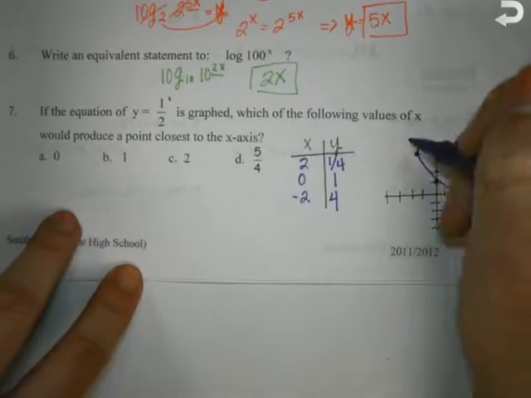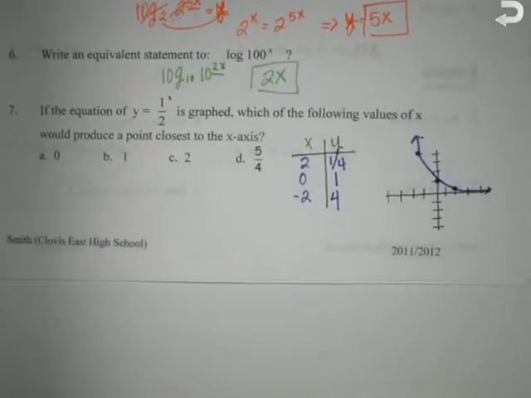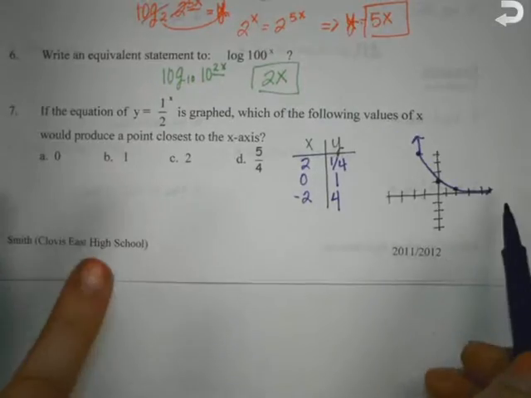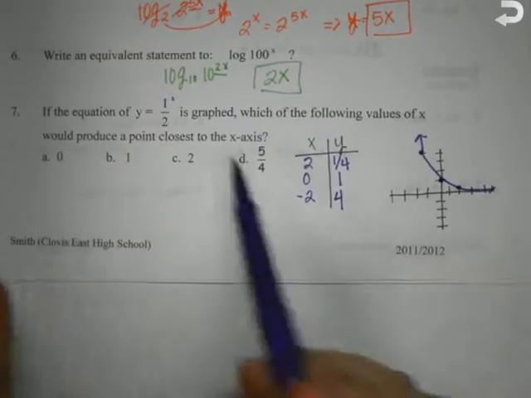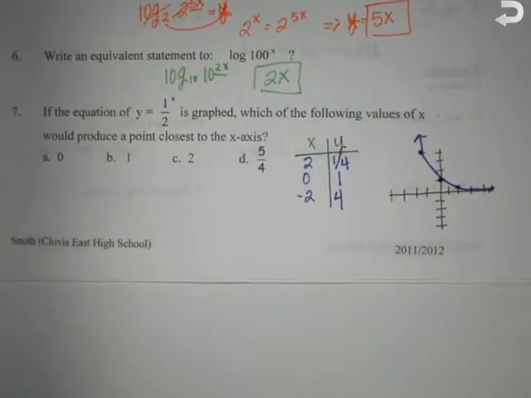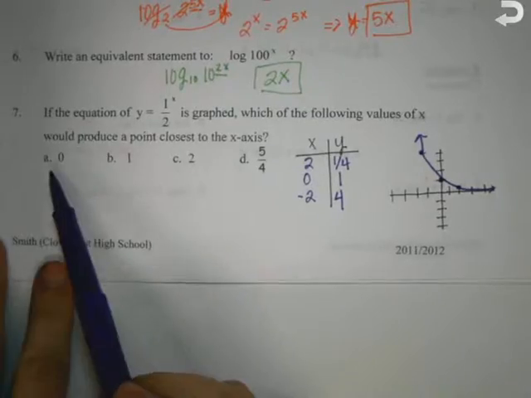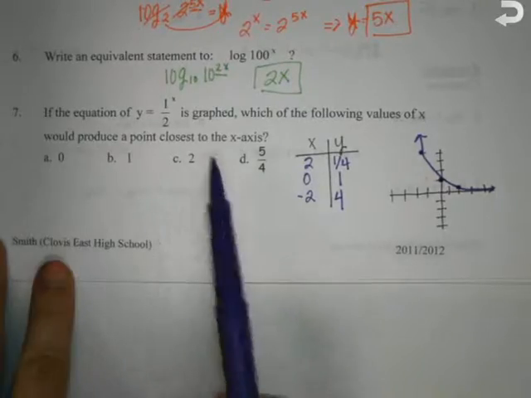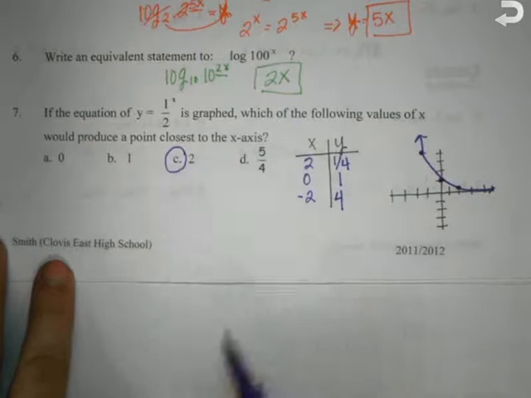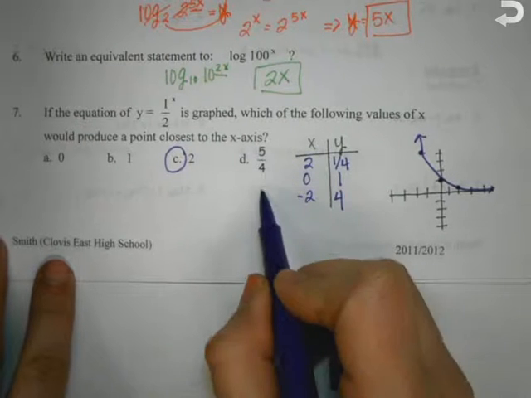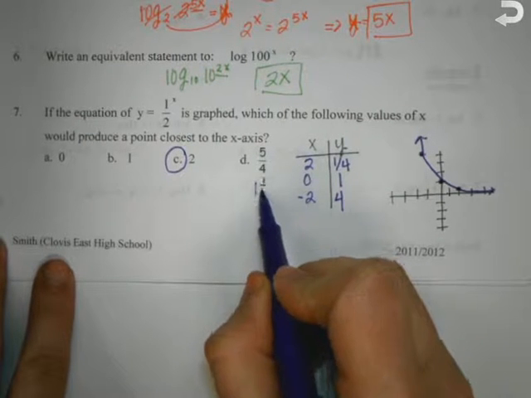Is this decreasing or increasing? Decreasing. Good, it's decreasing because it's getting smaller as x gets bigger. So which point is going to produce a point closest to the x-axis? Are we looking for the biggest x or the smallest x? The biggest x. So which one's biggest here? 2. C. D, 5/4, is really 1 and 1/4, so 2 is bigger than that number. So our answer is C.